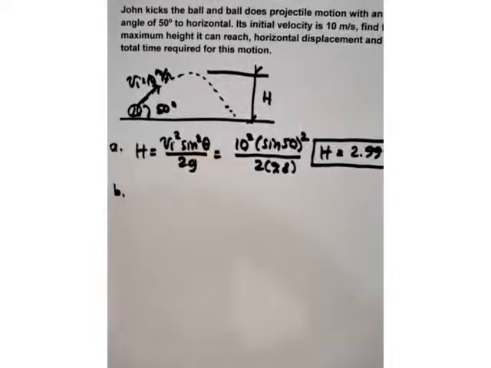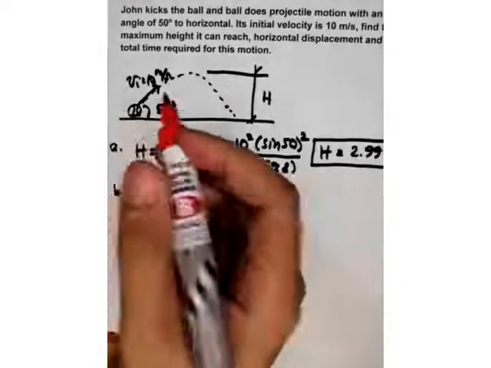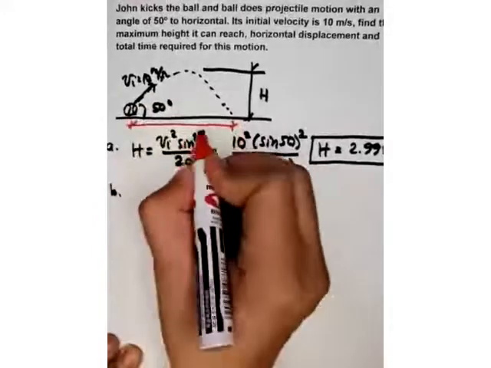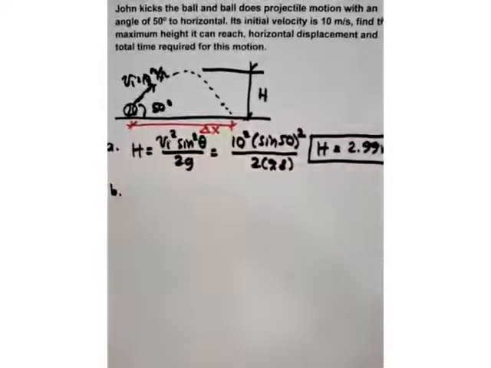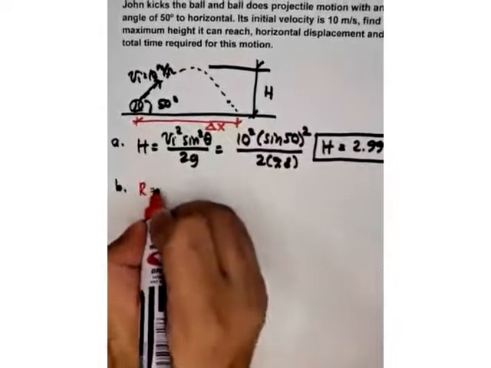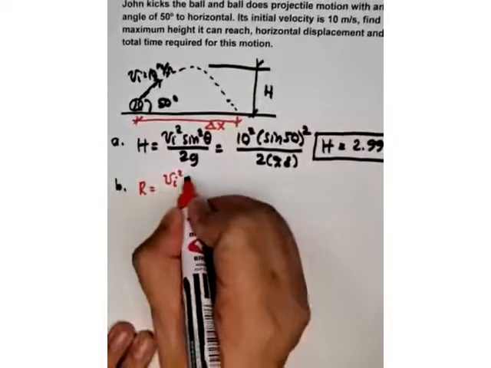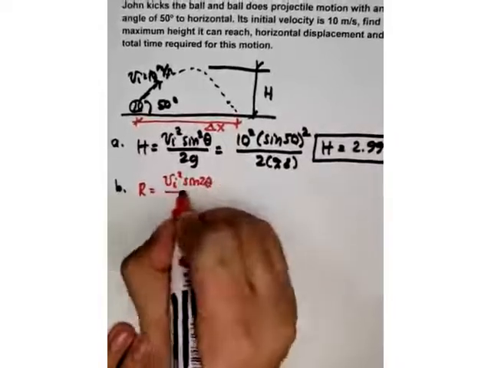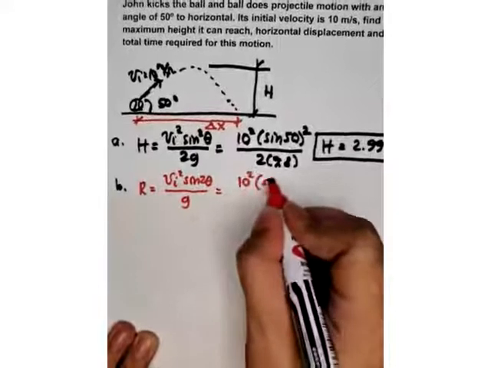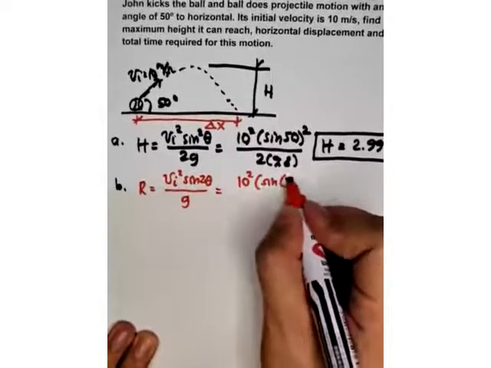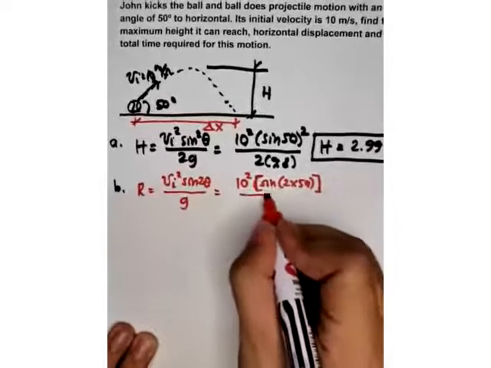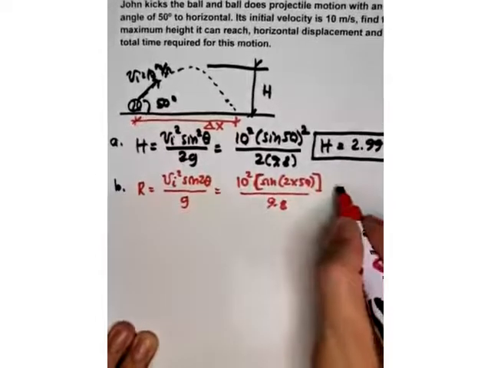So the horizontal displacement is this one. Okay, mula dito hanggang doon. Ayan. So that's our delta x. Okay, we can actually use the formula, no? Kasi range ang tinatanong na Vi squared sine 2 theta over g. So that's equal to 10 squared times sine 2 times 50 all over 9.8. So what's our range?